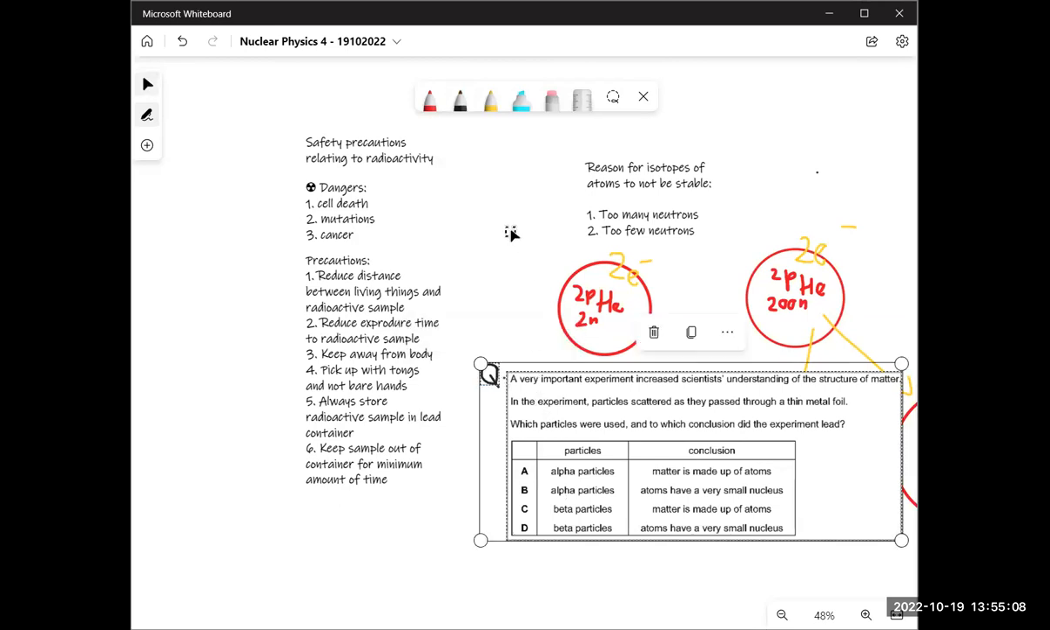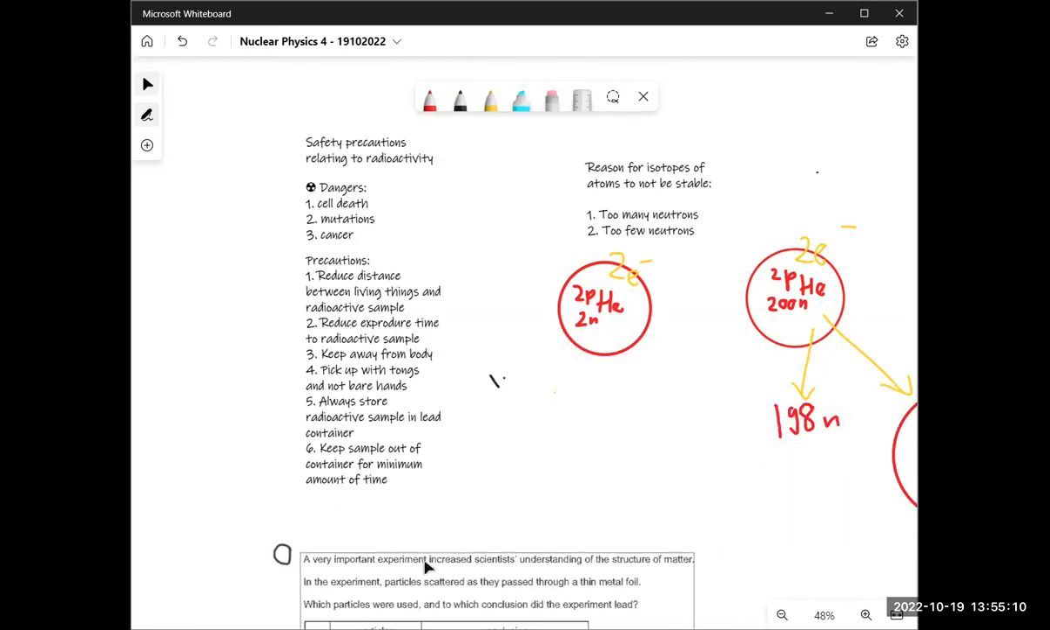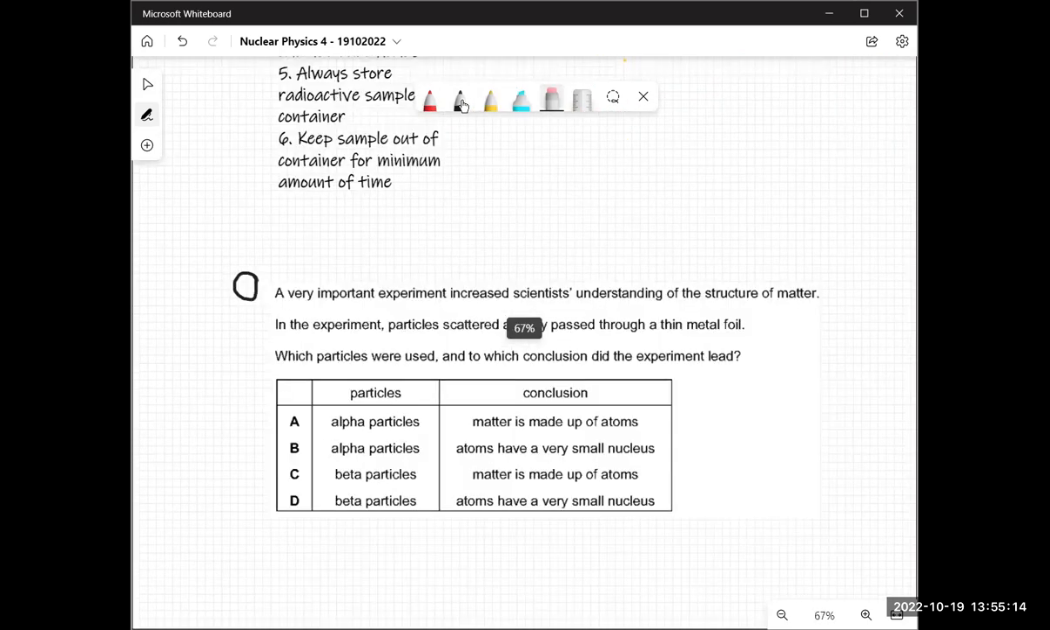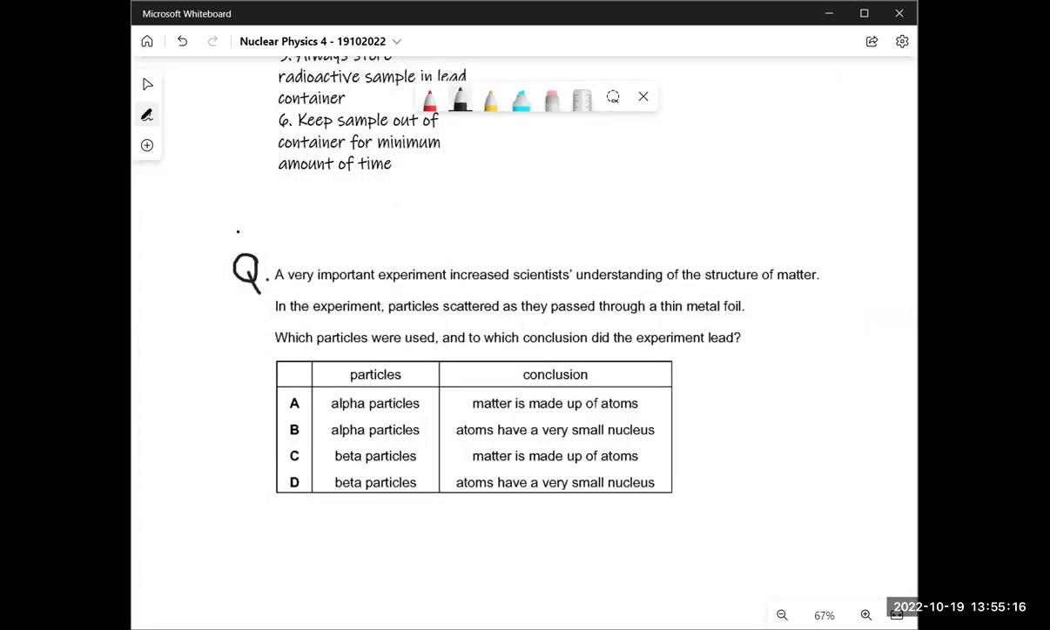All right. Okay. Now let's look at the question. Anas, read the question. A very important experiment increased scientists' understanding of the structure of matter. In the experiment, particles scattered as they passed through a thin metal foil. Which particles were used and to which conclusion did the experiment lead?